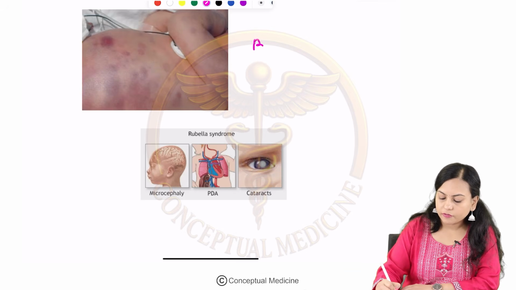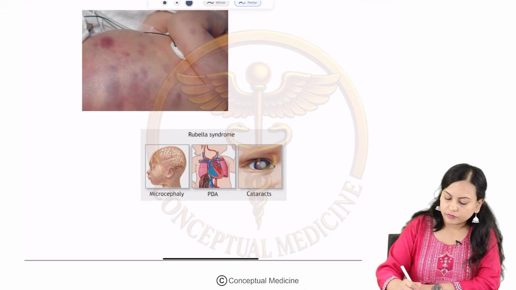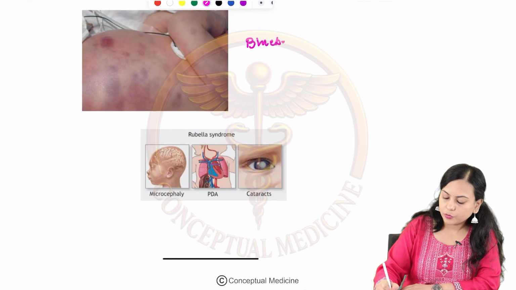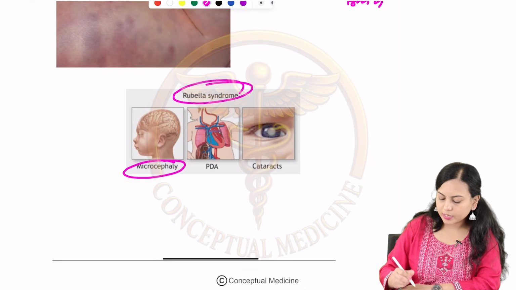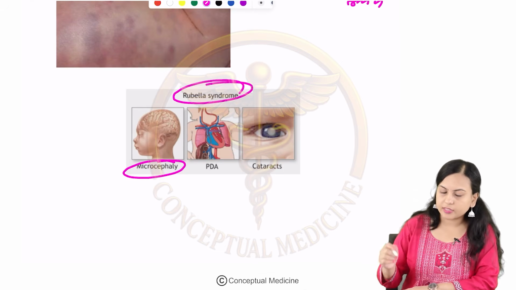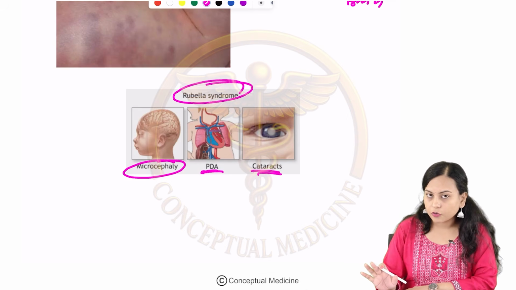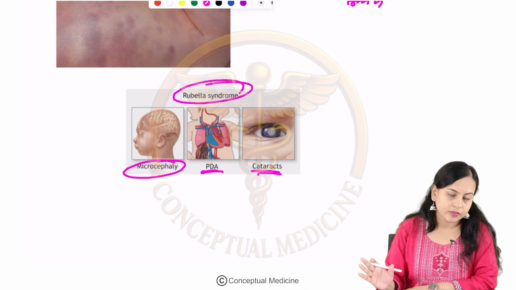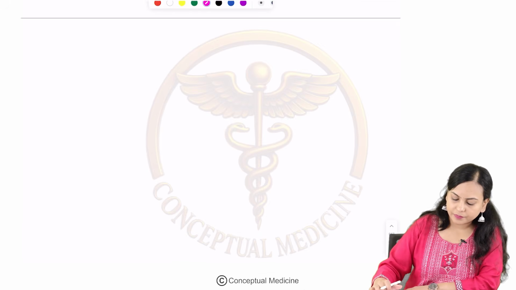So, this is a picture of the blueberry muffin rash, okay. But remember, this is not specific for rubella. And this is the rubella syndrome. And remember, you will be seeing microcephaly in rubella, whereas in toxoplasmosis we had macrocephaly. That differentiation is also important. Then you have PTA and cataracts, but the triad does not include microcephaly. The triad includes cataract, sensorineural deafness and congenital heart defects like PTA, right?